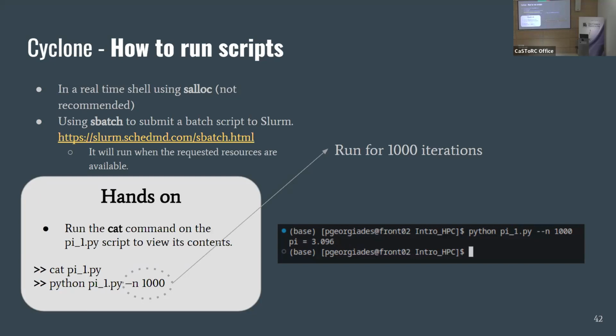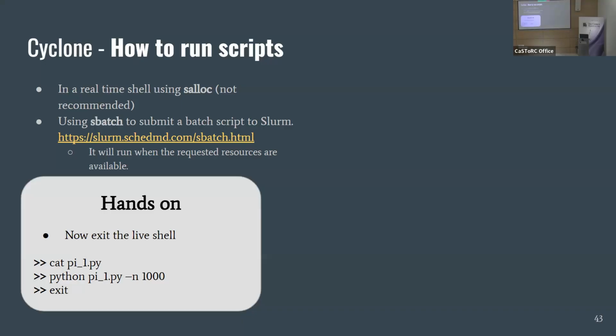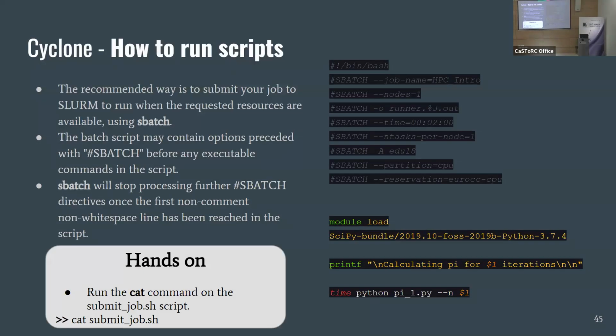Again, as we said, running it in a live shell is not the recommended way. The recommended way is to use sbatch and submit it so it gets into the queue, and when the resources are available, it will run. When you use sbatch, you also submit a script that contains all the parameters you need to use. And all these parameters are preceded with the hash SBATCH prefix.